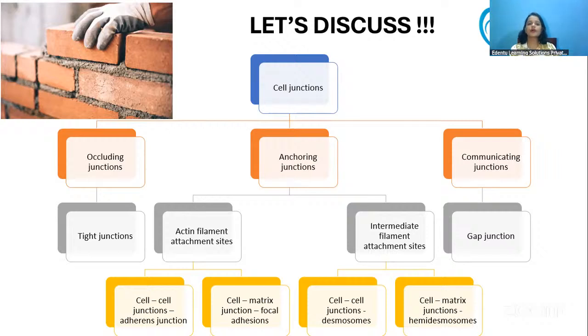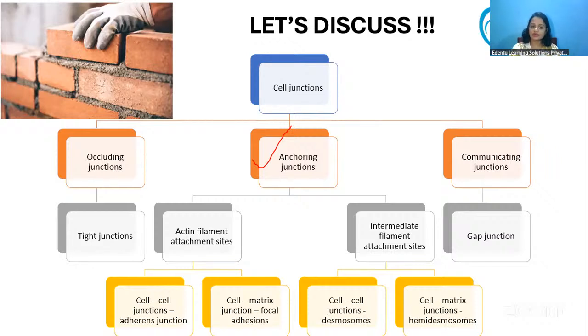Here we'll be mainly focusing on the anchoring junction. How can two cells be anchored? It can be anchored with the help of actin filaments, or with the help of intermediate filaments. So the connection between two cells can be maintained with two types of filaments: actin filaments and intermediate filaments.